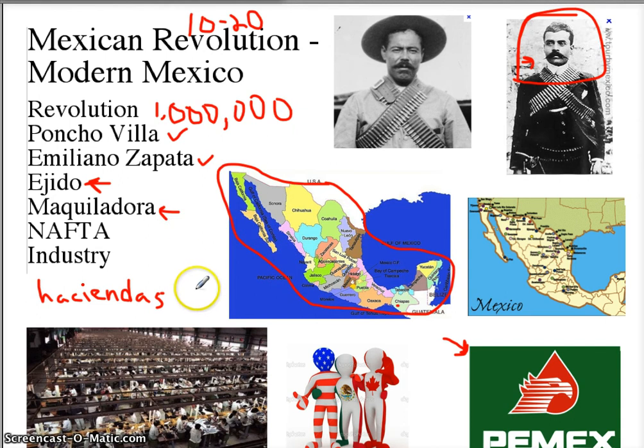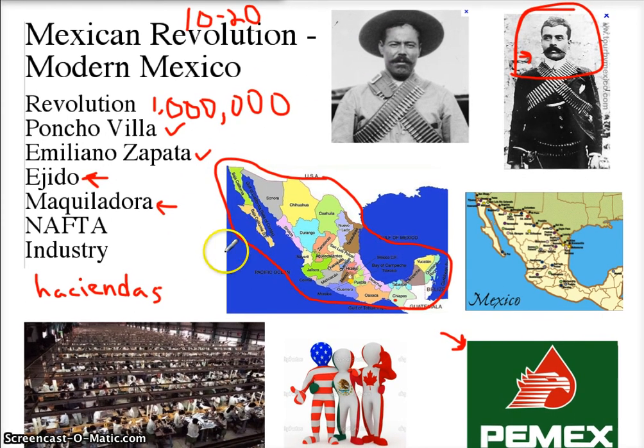Maquiladora is a big factory, a big plant, and it looks like this right down here. This is probably a maquiladora here, and you can see that there are just lots and lots of people making stuff in this huge building right here. Most maquiladoras are near the United States. They're near the United States for trade purposes. So you'll find a lot of these maquiladoras right along the border.